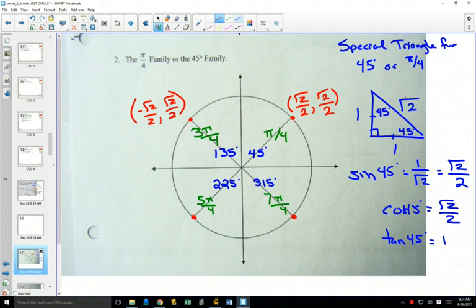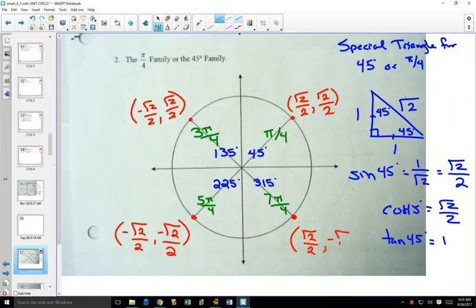And in quadrant 3, what about sine and cos in quadrant 3? They're both negative. And in quadrant 4, the x value would be positive, and the y value would be negative.